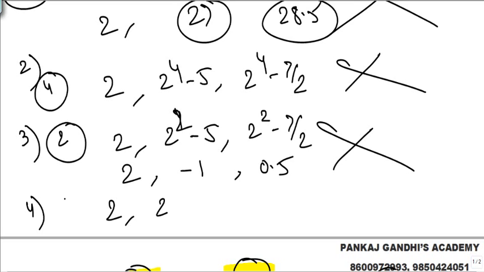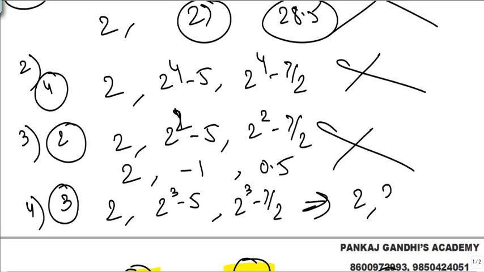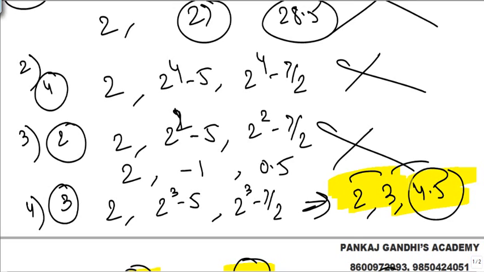Answer option 3 we are trying, value as 3. 2 cubed minus 5, 2 cubed minus 7 by 2. If you check these values, 3 and 8 minus this thing, 4.5: into 1.5, into 1.5. This is in a GP, so the answer will come right. This is in a GP, into 1.5, into 1.5. So the answer has to be answer 3.